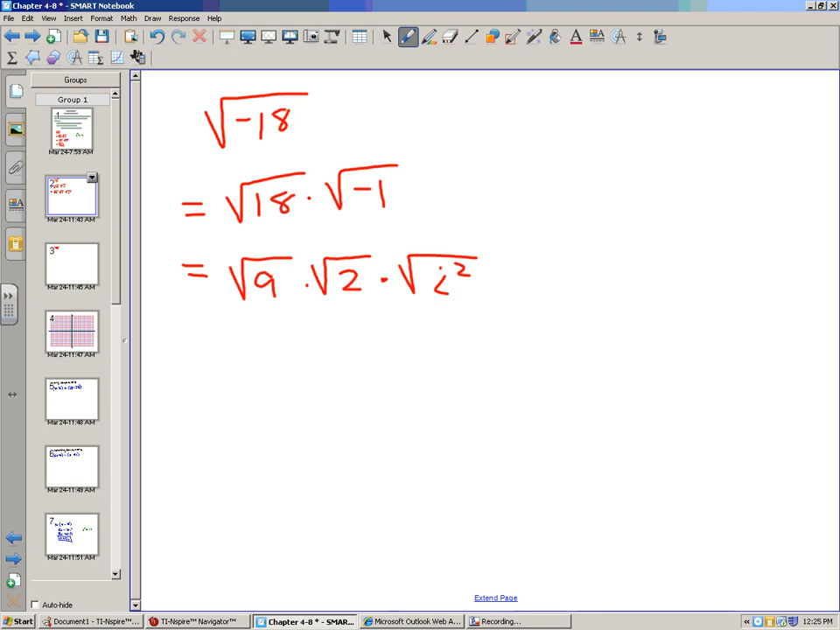What is the square root of 9? Can I do anything with the square root of 2? No. How about the square root of i squared? That comes out as an i. So now what I have is 3i times the square root of 2. 3i times the square root of 2. Yes?